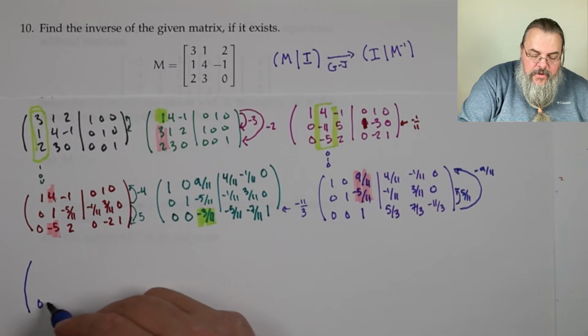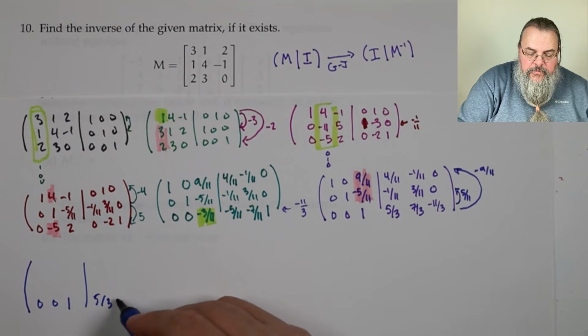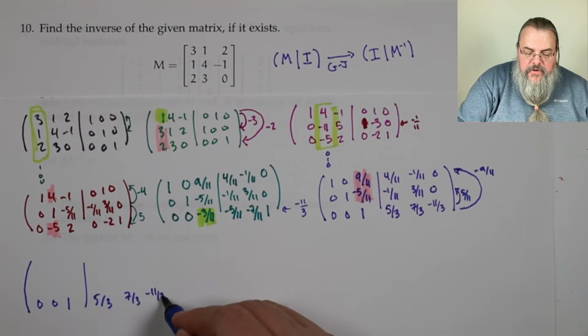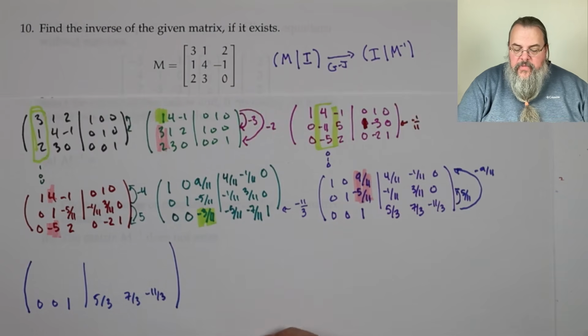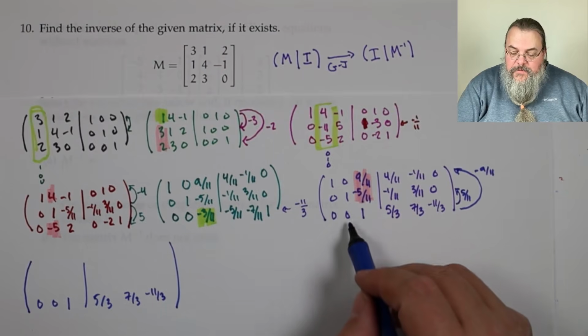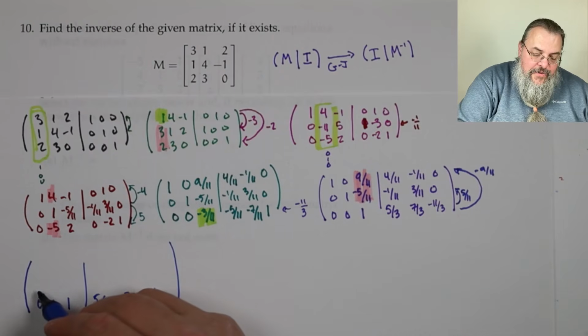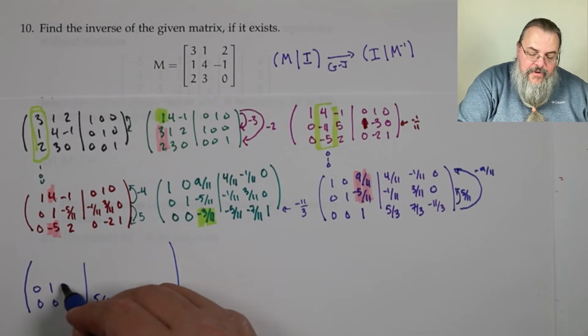The bottom row is what it is. 5/3, 7/3, minus 11/3. Let's do the middle row. 0 plus 0, 0. 0 plus 1, 1. 5 over 11 plus negative 5 over 11, 0. So it's 0, 1, 0.